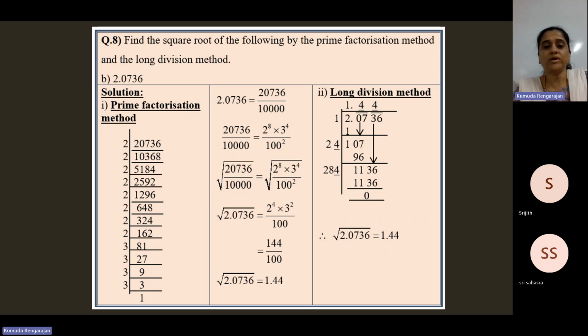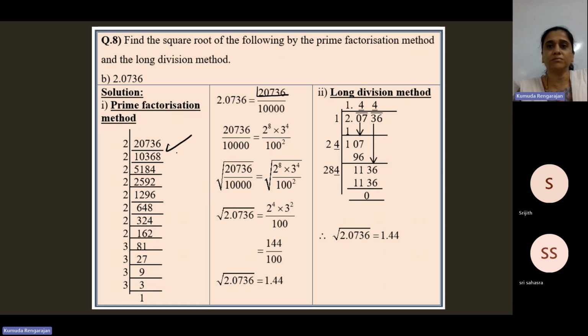So 2.0736 is 20736 divided by 1 followed by 4 zeros. 1, 2, 3, 4 zeros. Right? So the fraction equivalent of this decimal number is this one. Yeah. So now find the prime factorization of the numerator.